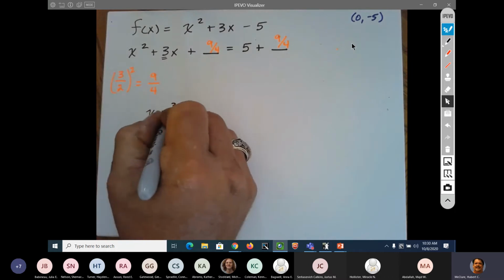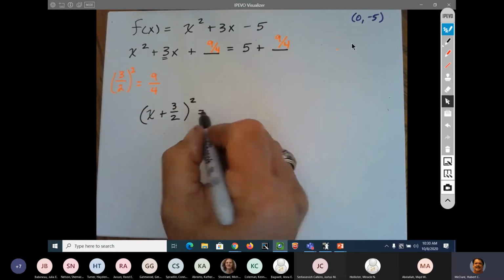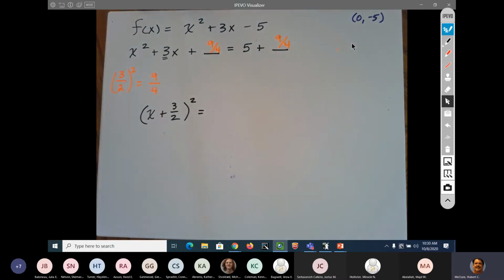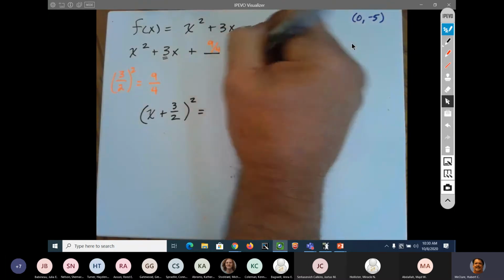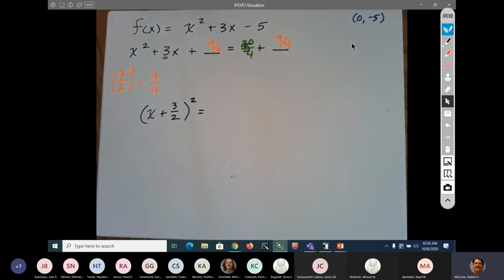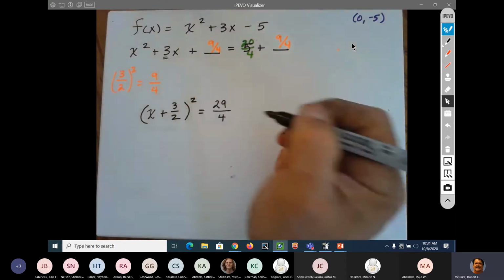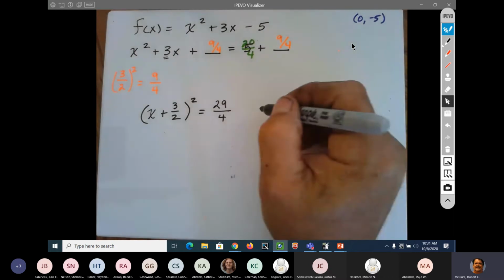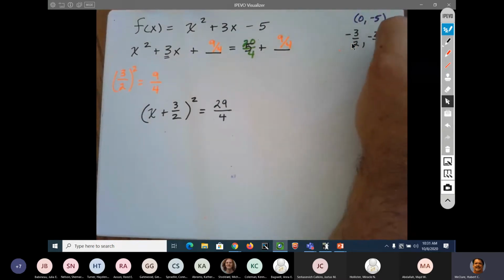x plus 3/2 quantity squared is equal to, well, of course, I'm going to change this to 20/4. And I shouldn't have to tell you why. And that'll give us 29/4. Now I can go over here and say my vertex is negative 3/2, comma, negative 29/4.